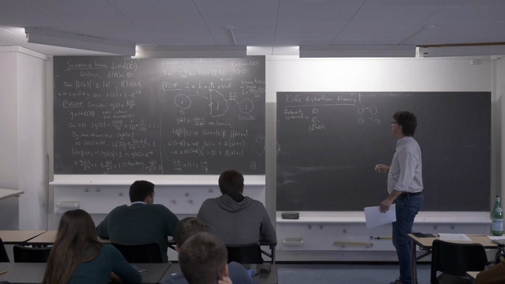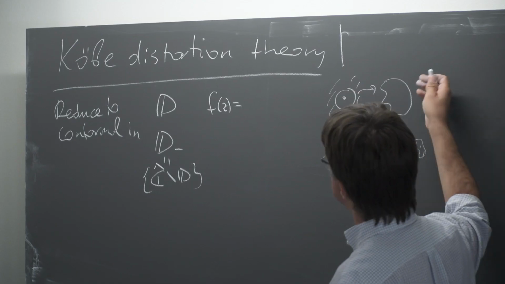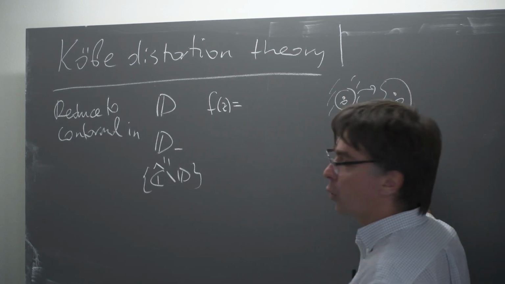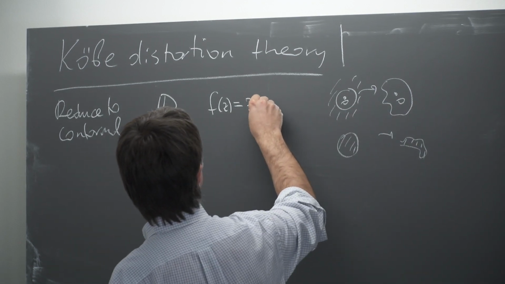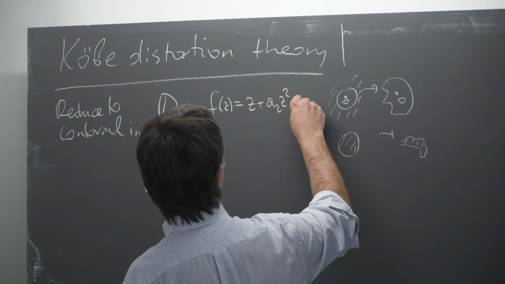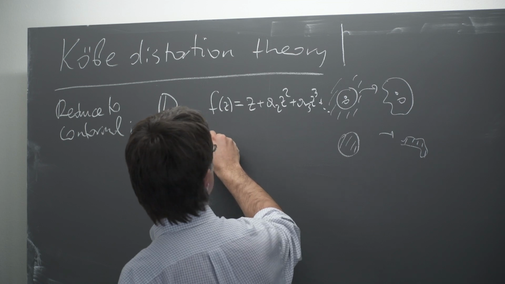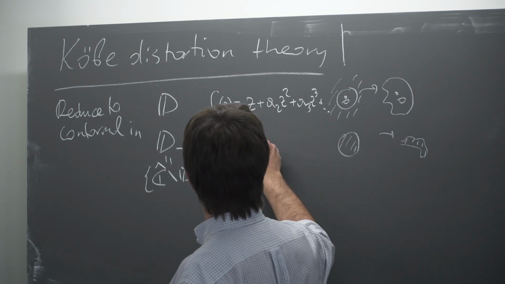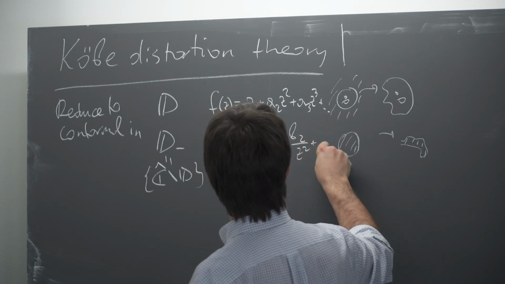So these 2 classes are functions f of z, which can be written, okay, if it's a map of unit disk, you can always subtract a constant so that 0 is mapped to 0. And you can always divide by a number so the derivative is 1. So you study functions which look like z plus a2z squared plus a3z cubed and so on. And another class in D minus, it's functions g of z. So they look at infinity like z plus b1 over z plus b2 over z squared plus so on.